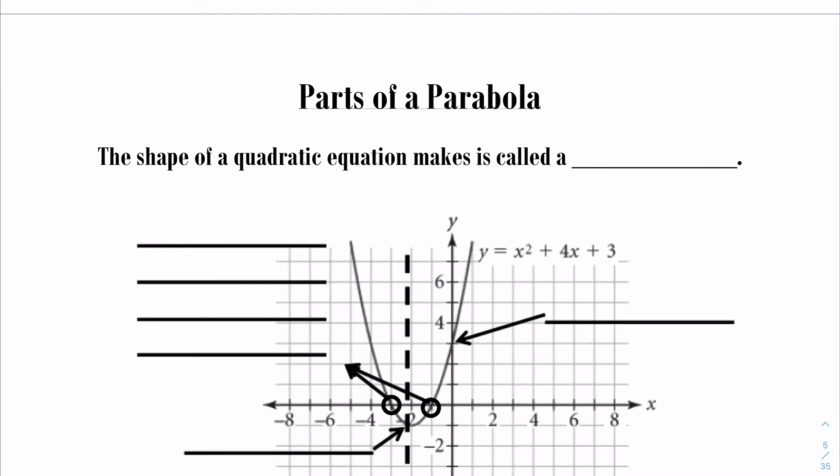Okay, we're on to the next page. Page 3 is called Parts of a Parabola. That word is parabola.